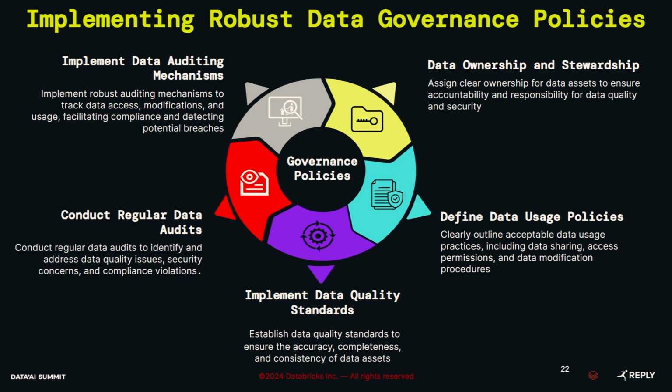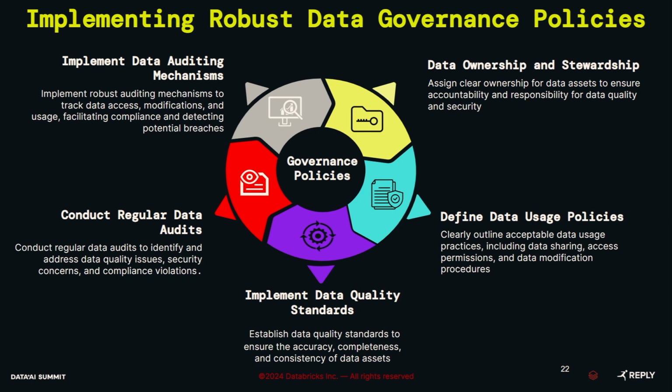The first one, the data auditing mechanism. Implement a robust data auditing mechanism to track access, modification, and usage of data, as well as the resources in the cloud, is very important. Then, after the implementation of a data auditing mechanism, conduct a regular data audit, which is key in a large company like CNH to identify issues and check that role compliance is correct. Then define data quality standards.